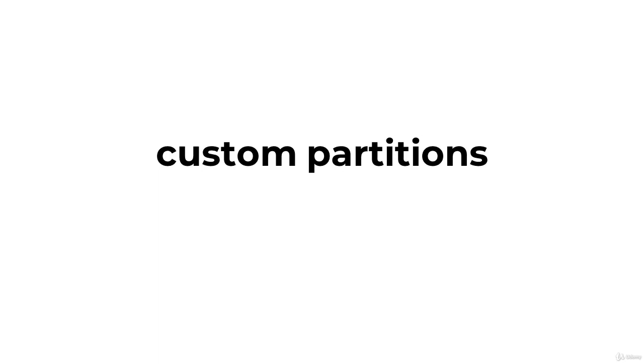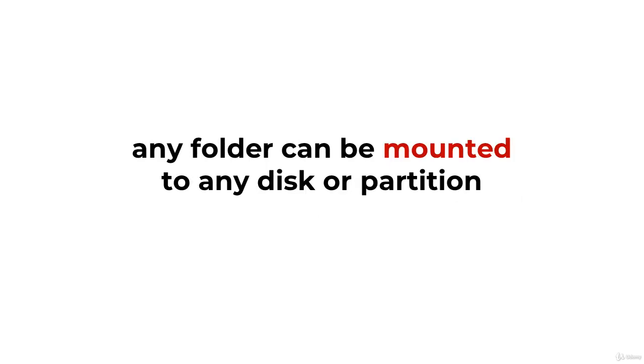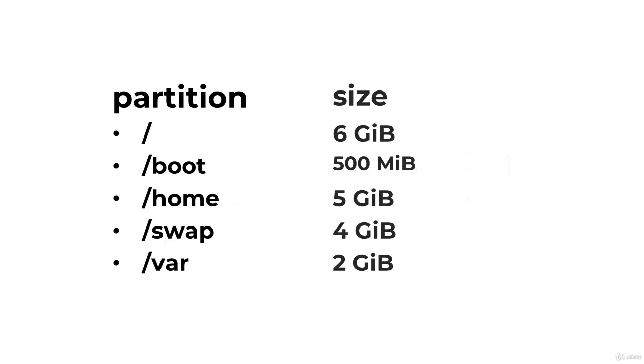In this movie, we're going to be installing Red Hat Enterprise Linux 7 with custom partitions. In a previous lesson, we discussed the Linux file system hierarchy. If you remember, I told you that the root, represented by the / is the beginning of the file system tree, and every other folder inherits from the root. I also told you that any folder at all can be mounted to a different physical disk or partition. In this movie, we're going to be seeing an example of that by using the following non-default partitioning scheme.